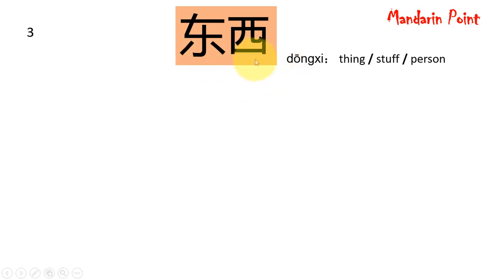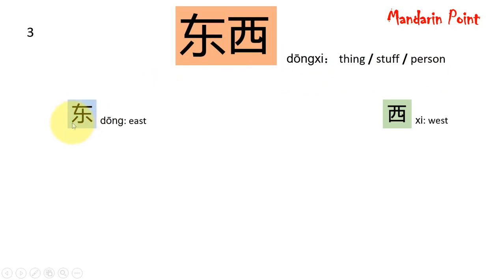Dongxi, which means things or stuff or person. Let's decompose it. On the left side we have this dong, which means east, and on the right side we have this xi, which means west. So in the east and west there are things, stuff and persons.